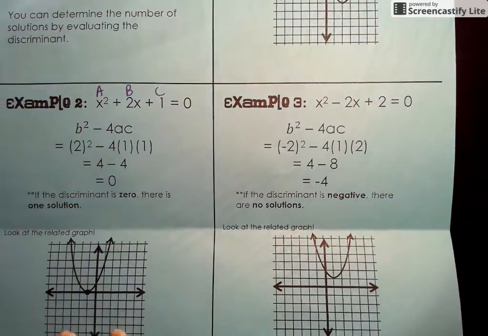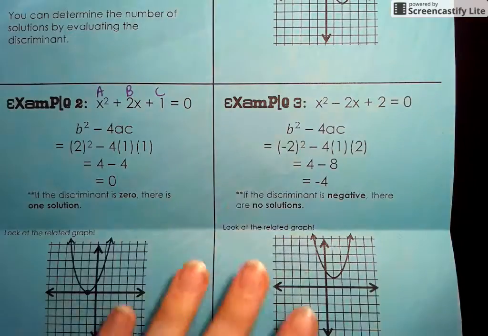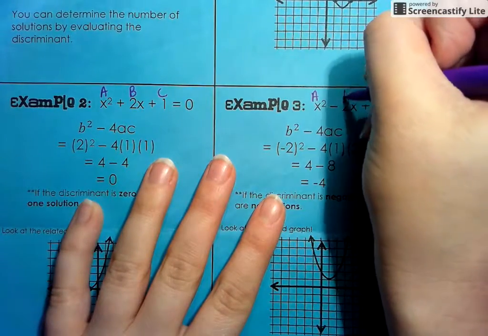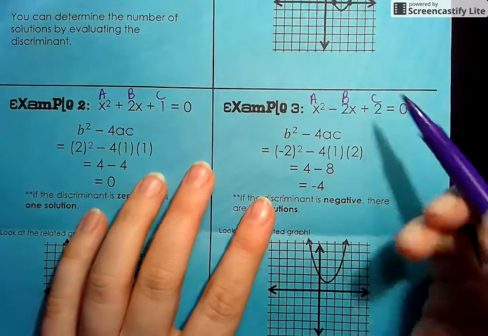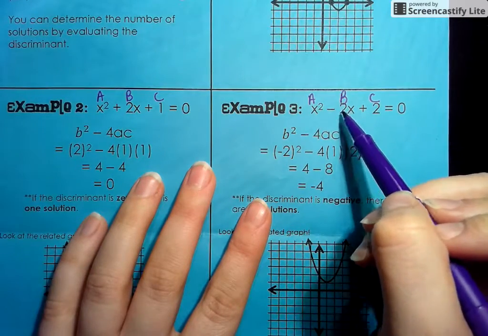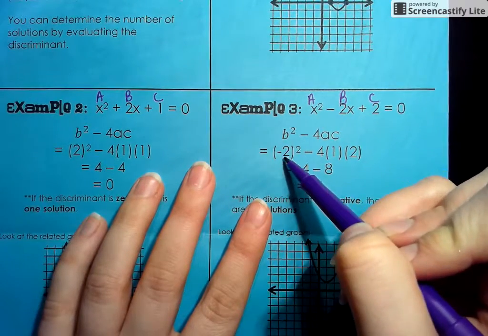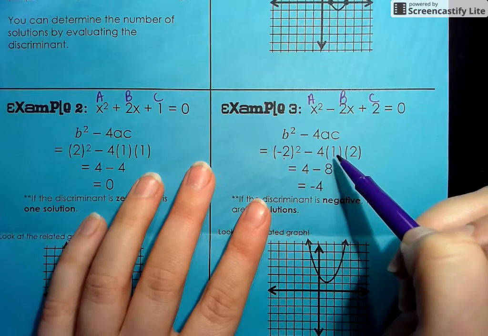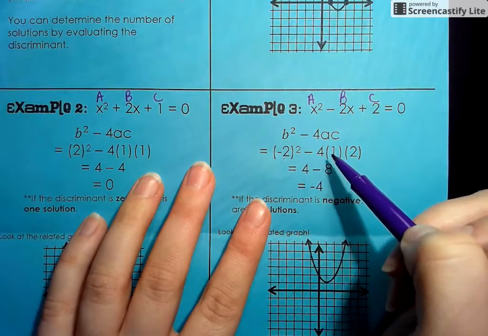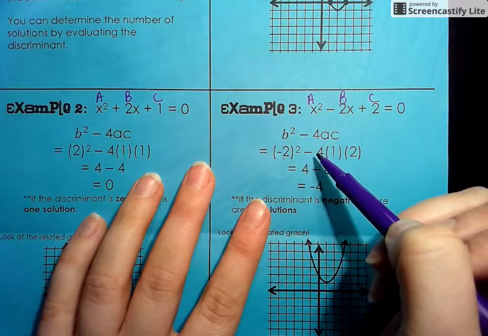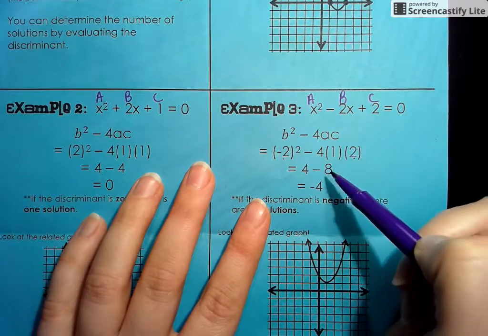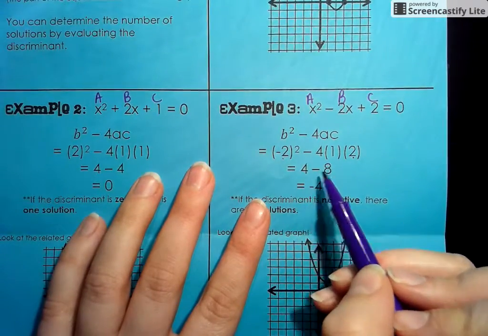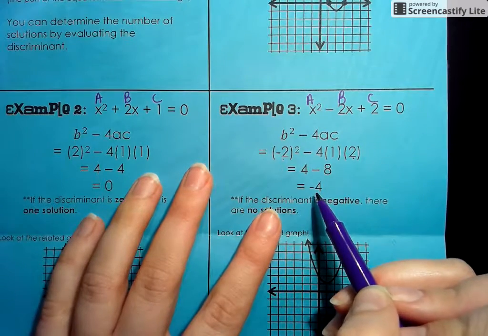Now, this last example shows no solution. If this is my a, this is my b, and this is my c, I take my b value and put it in, so it's negative 2 squared, which is 4, minus 4 times my a value, which is 1, so 4 times 1 is 4, and then times my c, which is 2, gives me 8. So 4 minus 8 would give me a negative 4.